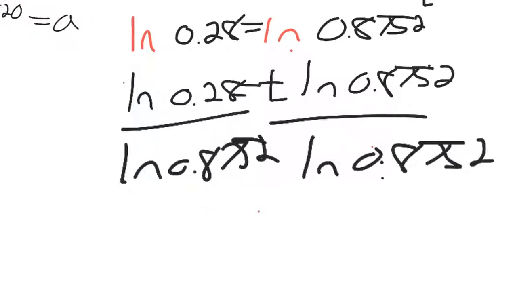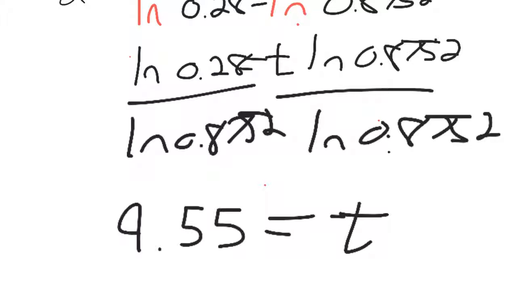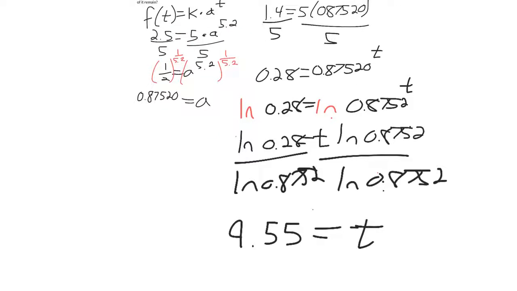And so what you're going to get is that t equals natural log of 0.28 divided by natural log of 0.8752. Whatever that is goes here. And there it is. 9.55 is how many years it'll take for those conditions to be satisfied.